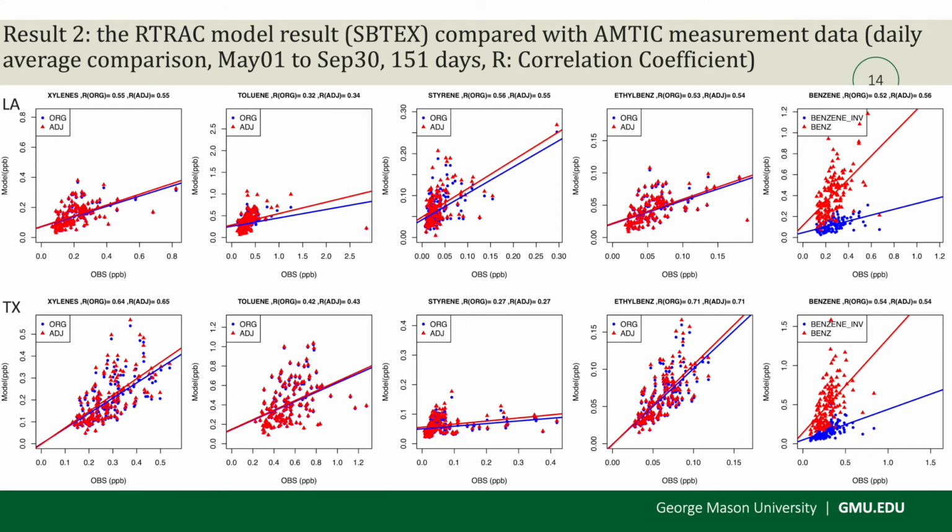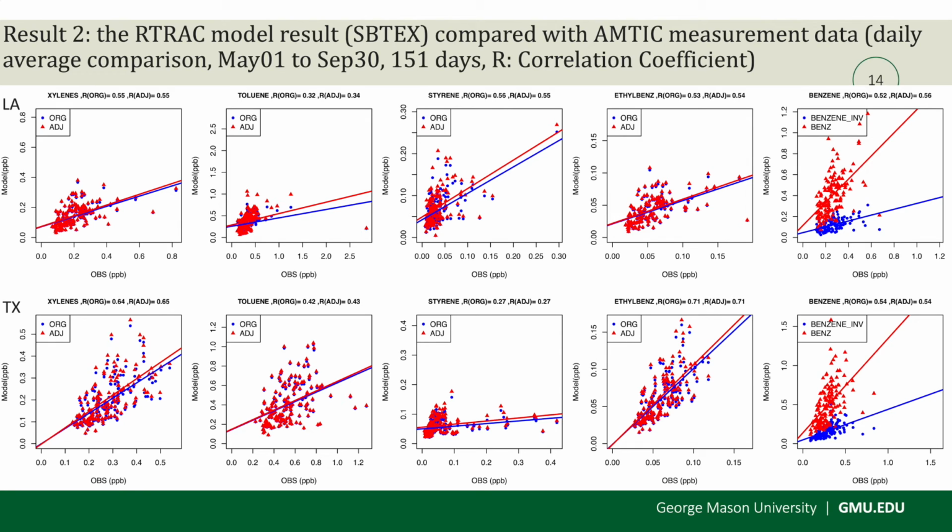Okay, so let's take a look at result 2, the reactive tracer model result compared with MTEC measurement data. This comparison is based on the daily average for each site. The data cover May 1st to September 30, a total of 151 days. In the figure, R is the correlation coefficient. The upper panel shows the Louisiana comparison, and the bottom panel shows the Texas comparison. Each column shows a different species: the first column is xylene, then toluene, styrene, ethylbenzene, and benzene.